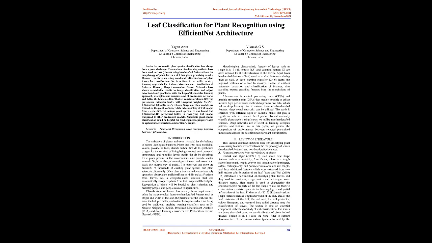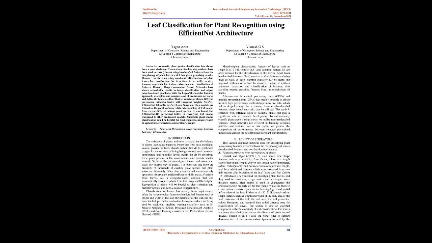These models are trained on the plant leaf image data set, consisting of leaf images from 11 different unique plant species. It was found that EfficientNet B5 performed better in classifying leaf images compared to other pre-trained models. Automatic plant species classification could be helpful for food engineers, people related to agriculture, researchers, and ordinary people. Keywords: plant leaf recognition, deep learning, transfer learning, EfficientNet.